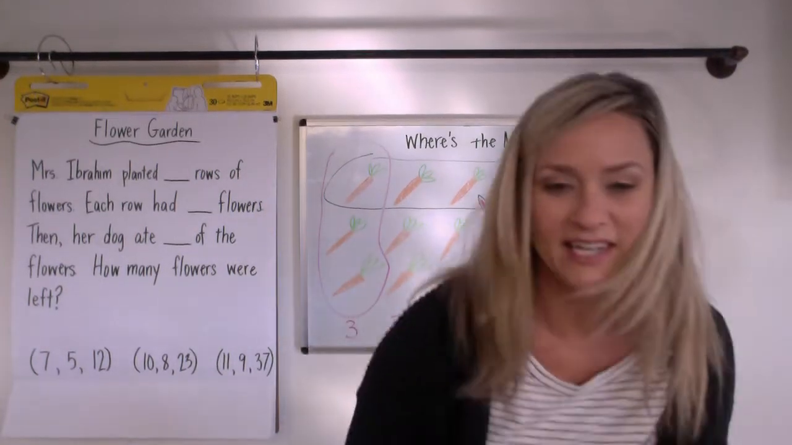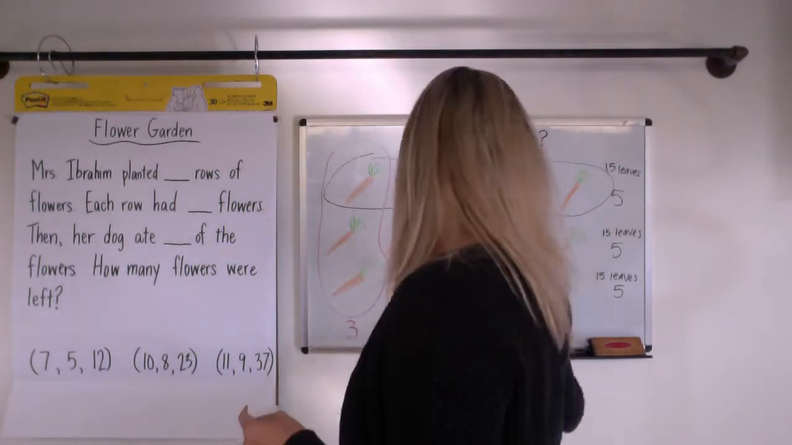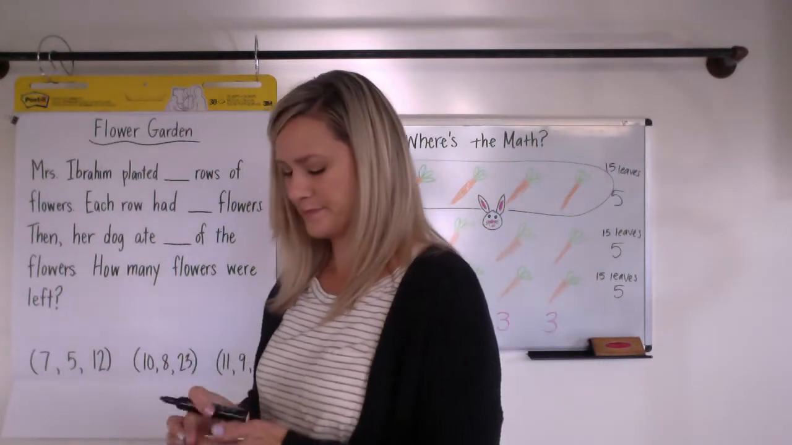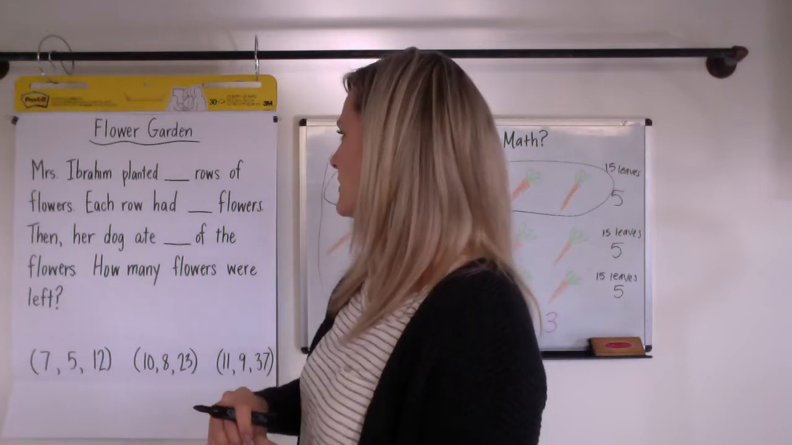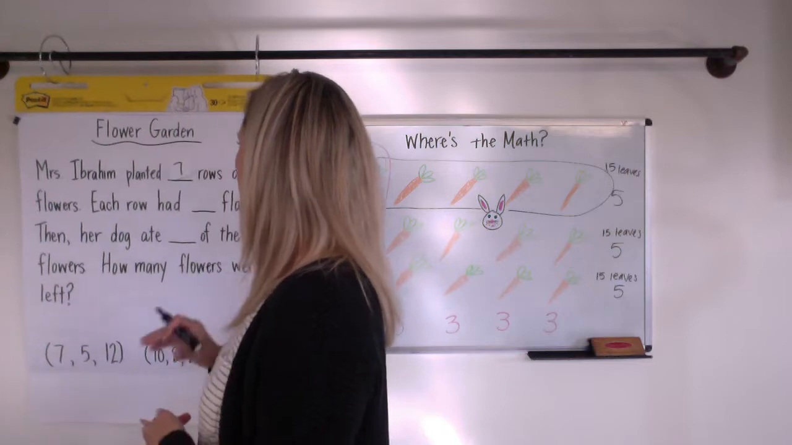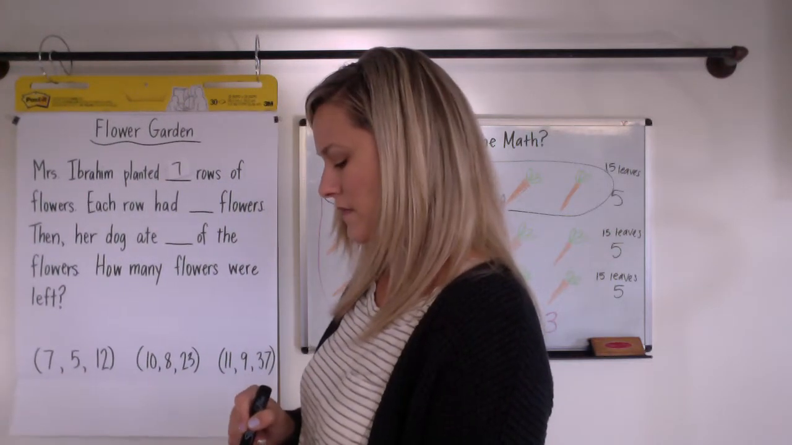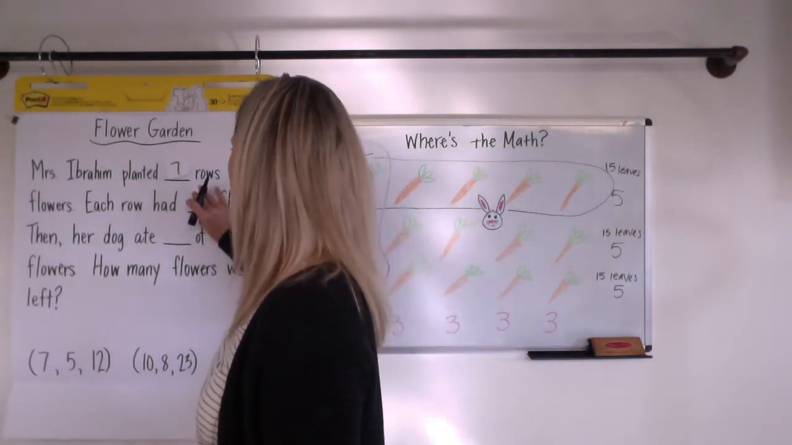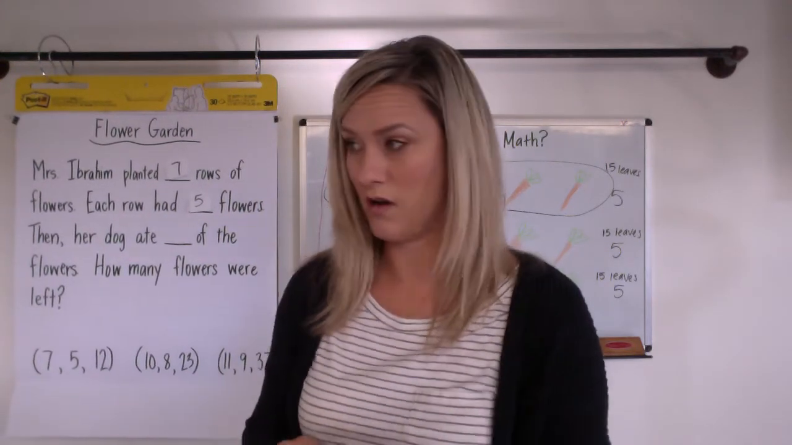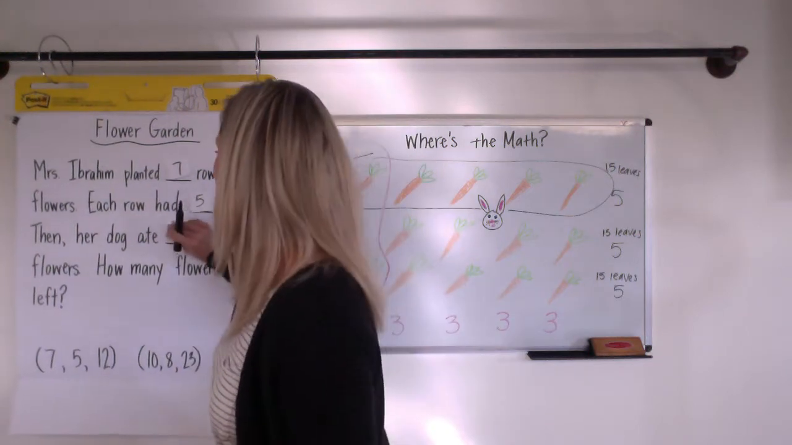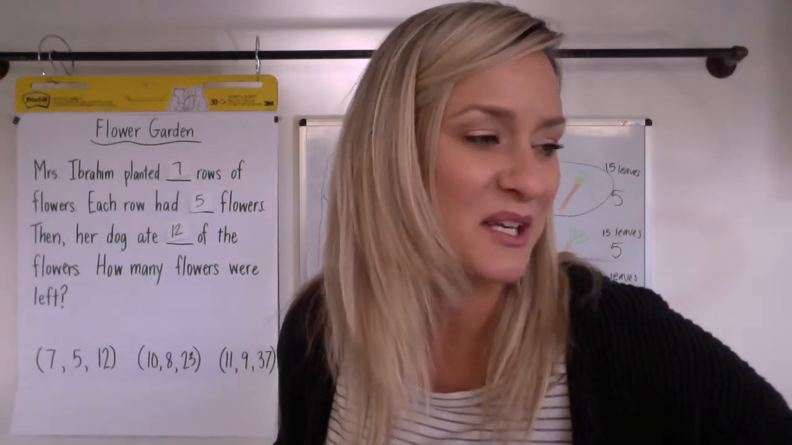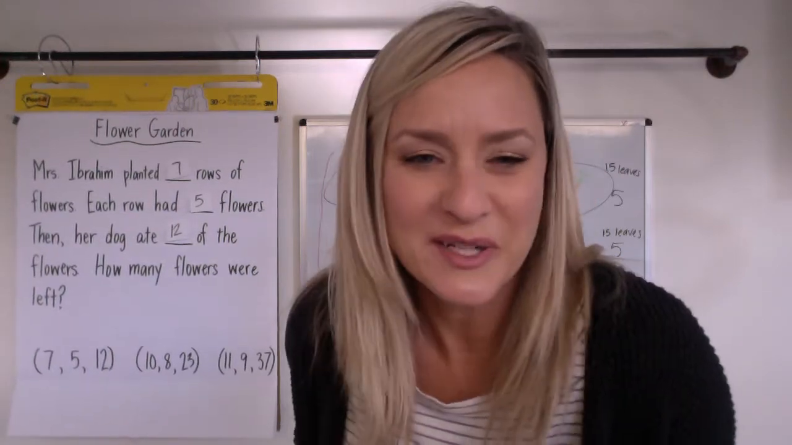And let's pick one. Let's make a Post-it note. You guys, I think let's just start with this one. 7. So Mrs. Ibrahim planted 7 rows of flowers. Each row had 5 flowers. Then her dog ate 12 flowers. Mrs. Ibrahim, were you mad at your dog when your dog ate the flowers in your garden? Hopefully you didn't get in too much trouble, right?